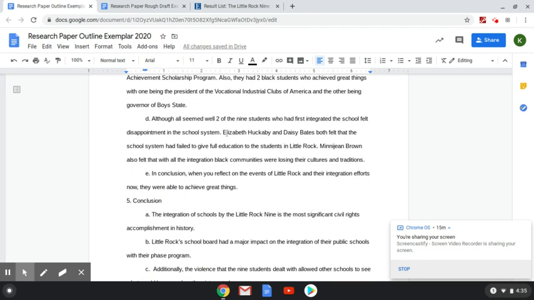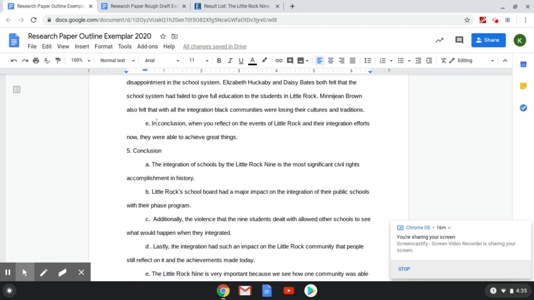Although all seemed well, 2 of the 9 students, always write out your numbers, right? 2 of the 9 students who had first integrated the school felt disappointment in the school system. Elizabeth Huckabee and Daisy Bates both felt that the school system had failed to give full education to the students in Little Rock. Minnie Jean Brown also felt that with all the integration, black communities were losing their cultures and traditions. In conclusion, we're getting closer to that conclusion paragraph, but again, I would change that transition. When you reflect on the events of Little Rock and their integration efforts now, they were able to achieve great things.